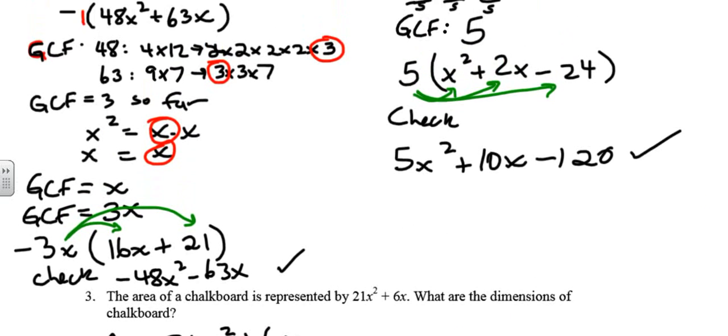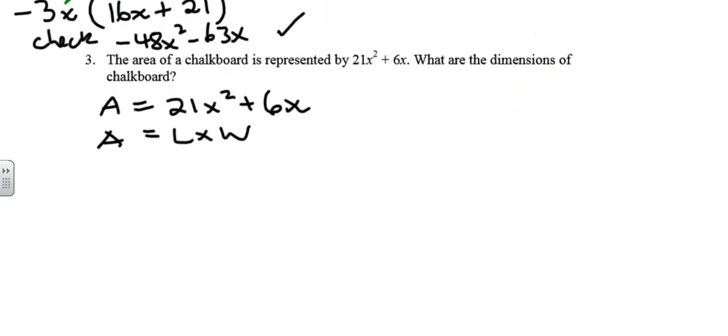Let's go back and look at our factored form. This one is 5 times this trinomial here. This one is minus 3x times this binomial. So again, something times something. So if we can get this in factored form, then we'll have an expression for the length and an expression for the width.